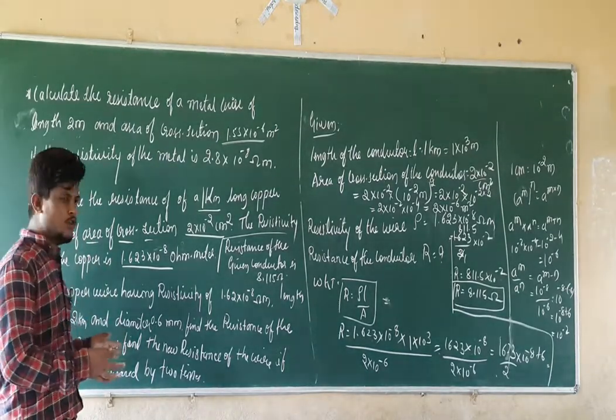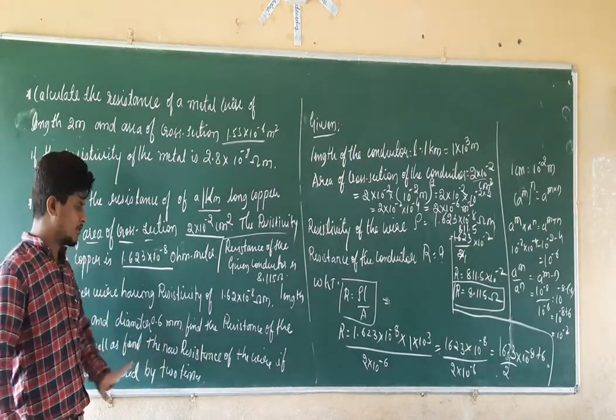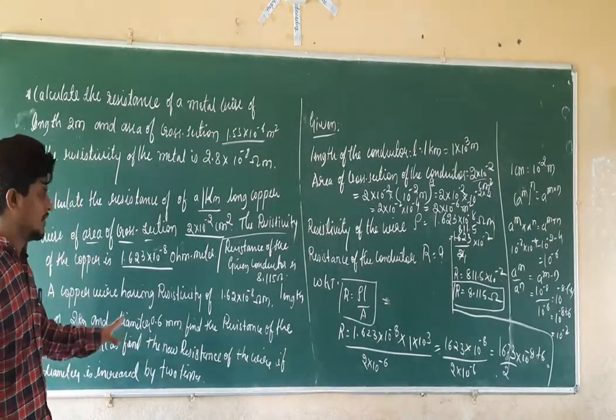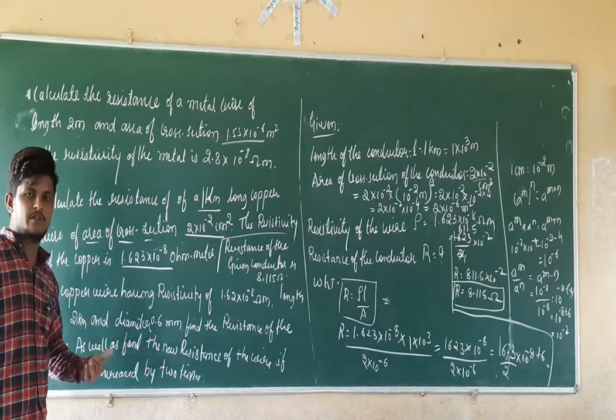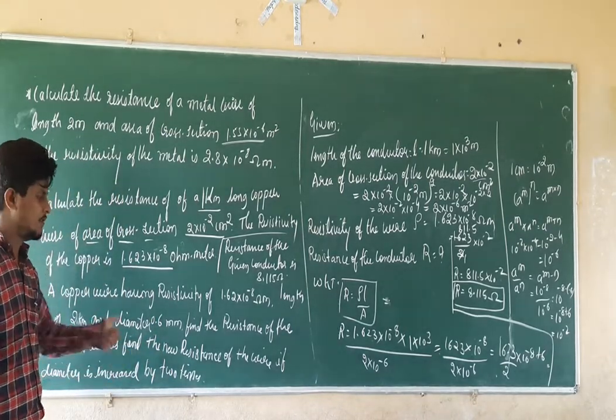So try to solve this question. This third question is homework. Try to convert all those things and find the value of the resistance of the conductor in this problem.